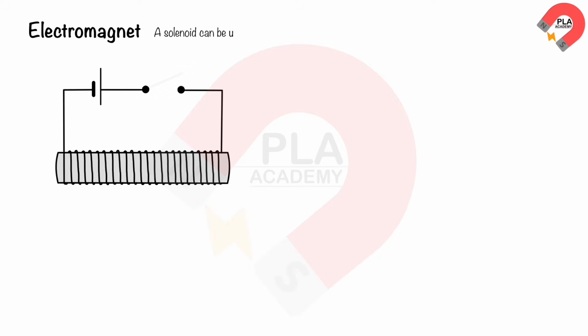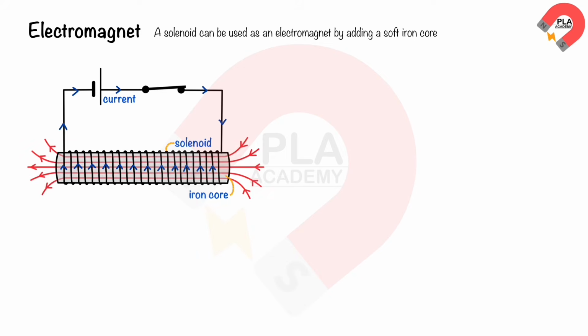The electromagnet. A solenoid can be used as an electromagnet by adding a soft iron core. The iron core will become an induced magnet when current is flowing through the solenoid. The magnetic field produced from the solenoid and the iron core will create a much stronger magnet overall.